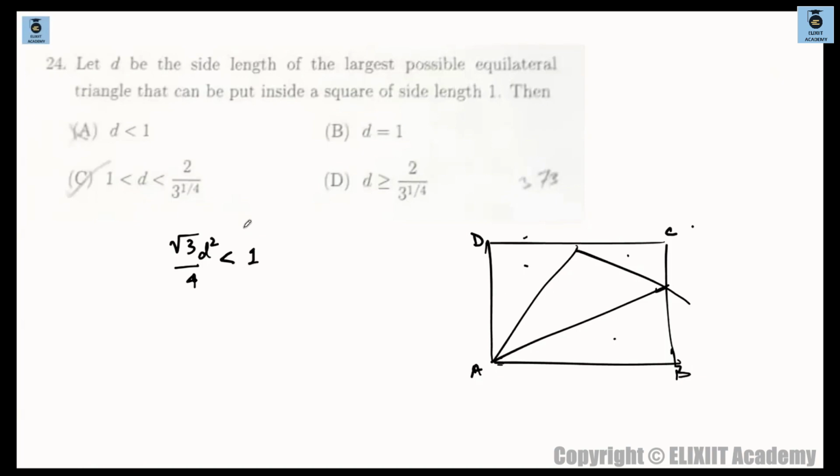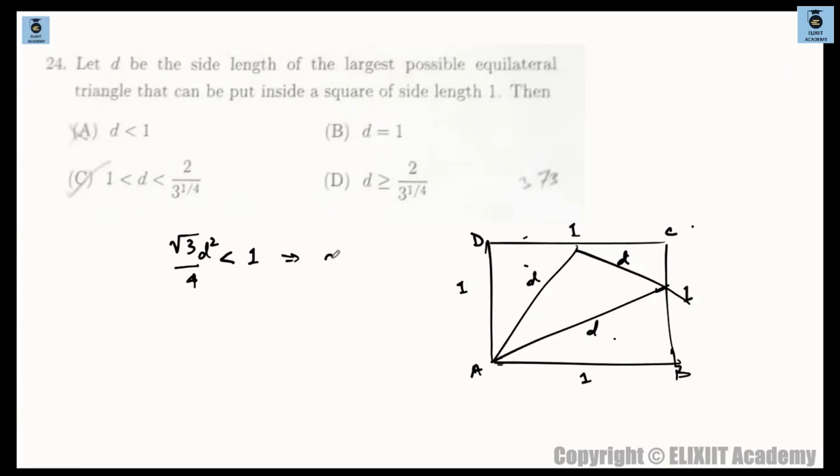Root 3 by 4 d square will be less than 1, because the length of this is d and the length of the square is basically 1 unit. The side lengths are 1 unit each. So root 3 by 4 d square must definitely be less than 1. The area of the square is 1 only.